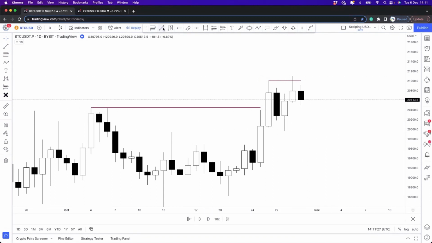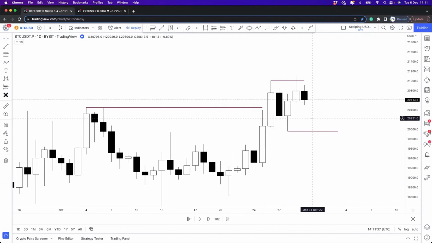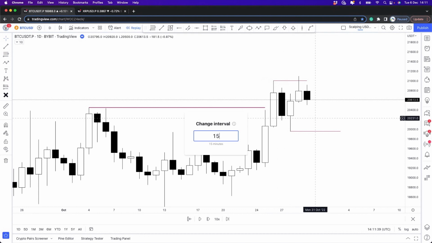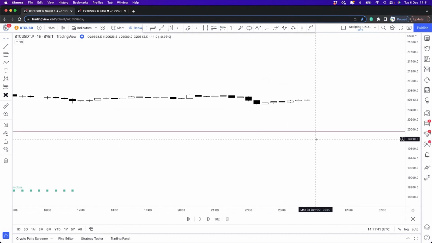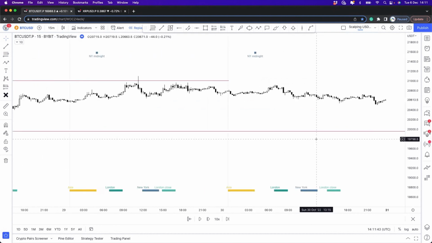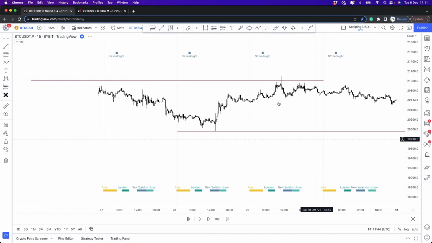So for me, if we were looking at this as a correction, the first thing that would have my attention would be this level here, because we expect there to be stops resting under here, all right, which generate liquidity. So now we're going to dive into the 15-minute time frame, and with the power of hindsight, we're going to look back at this move here.